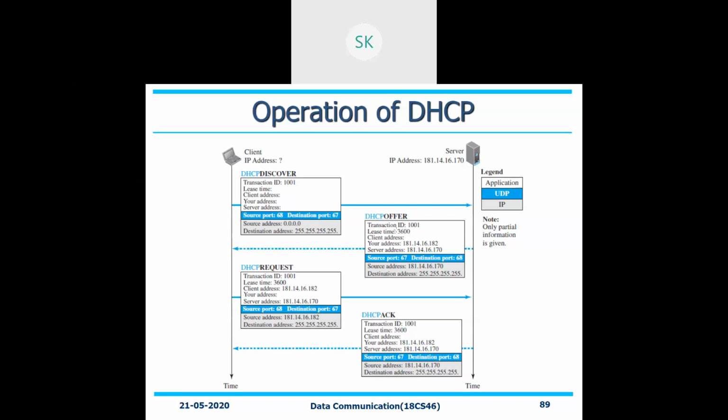Once it is discovered on the network, whatever transaction ID you have, the lease time will be fixed and the client address will be left blank, but the address of the server will be attached, and your address, whatever address you want to have, will be written with respect to the offer that it is providing. Along with that, the server address is also given here. From the server only the message is going, so source address will be the same thing. Destination address is 255.255.255.255.